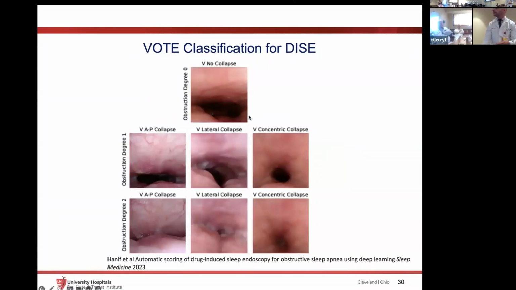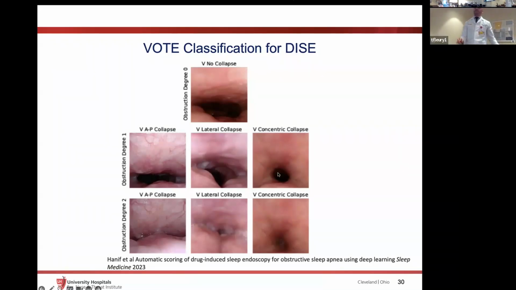So, for instance, this is looking at different types of collapse. The V, the velum, can collapse in different shapes and forms. And there's only one that will disqualify you for Inspire. Do you guys know which type of collapse? If we see it, then the patient is not a candidate. It's concentric, yeah, and it's in the V of VOLT, so it's in the palatal area, and it's this guy here, right?